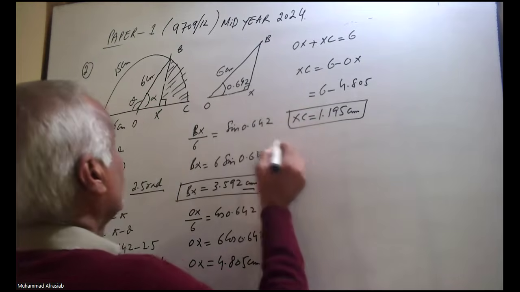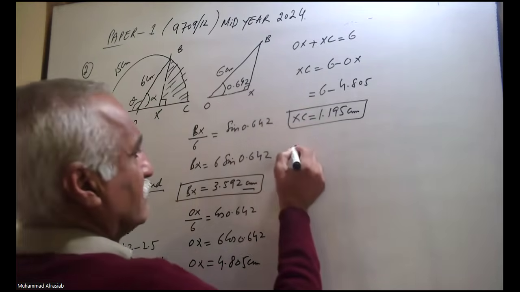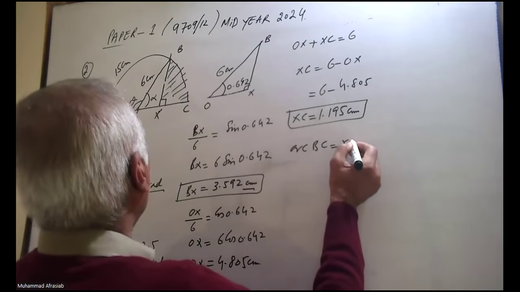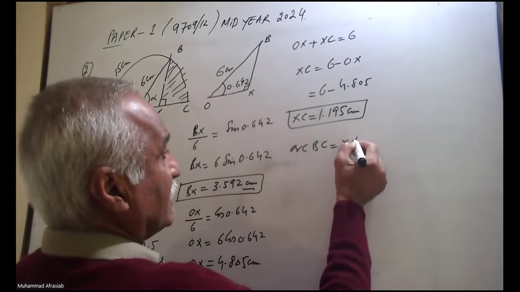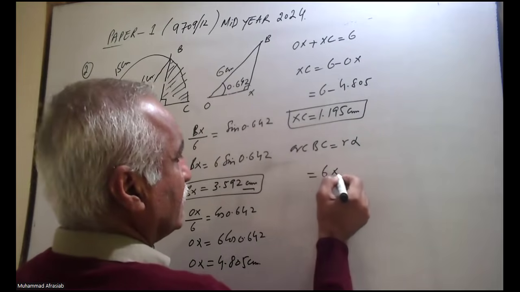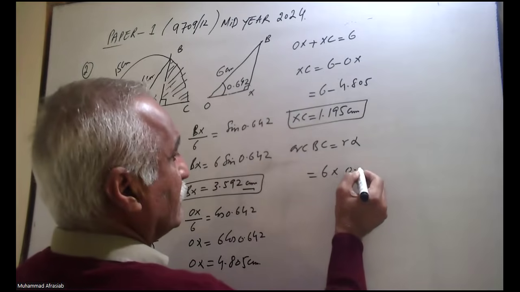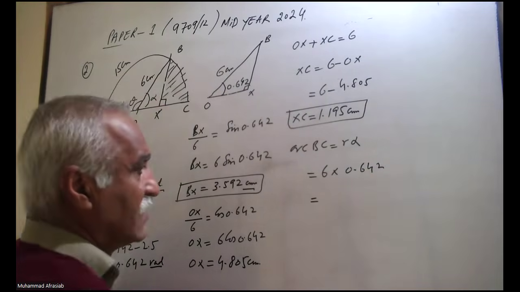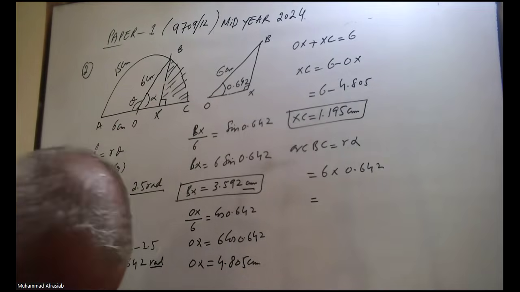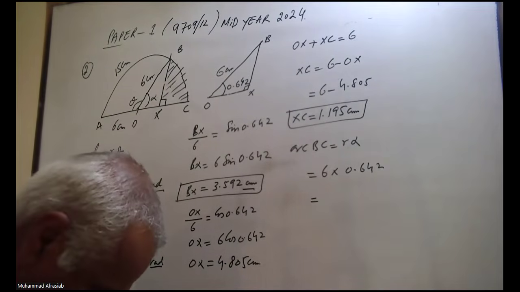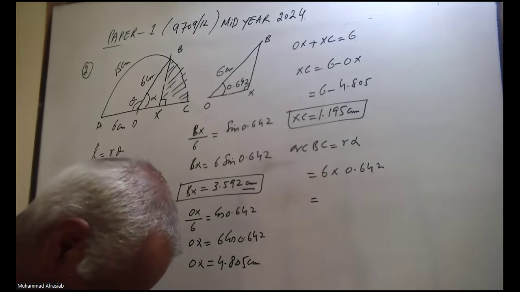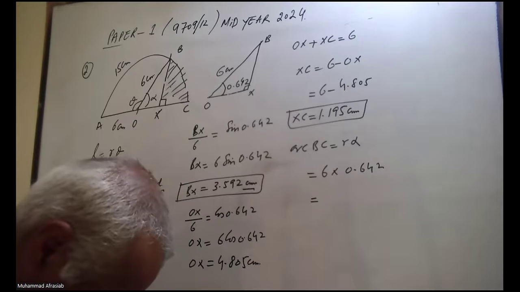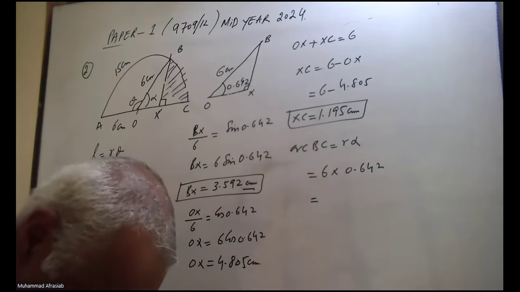And then the arc BC is equal to R into alpha, where R is 6 and alpha is 0.642. And that value is equal to 3.825.